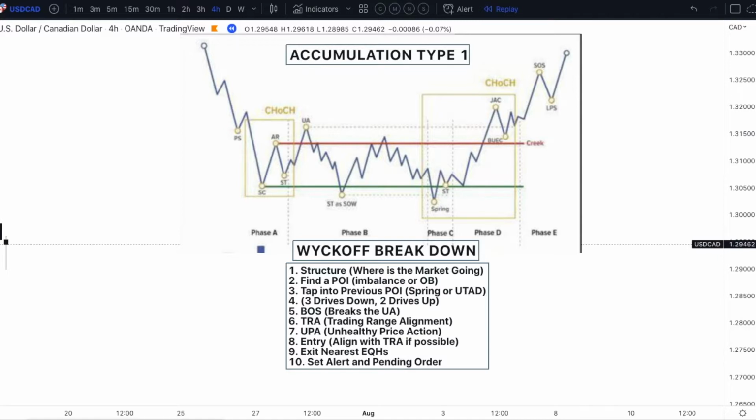The accumulation type 1, in my opinion, is actually one of the easiest to find and the easiest to trade, as well as the distribution type 1. But like I said, in this video, we're going to talk about the accumulation.